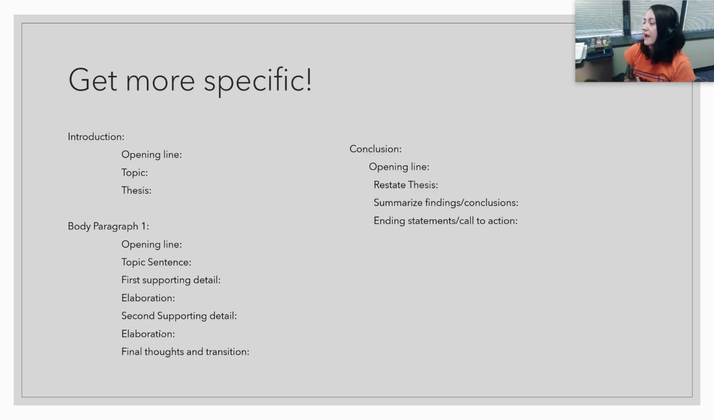And then you move into your conclusion where you have your opening line, you restate your thesis, you don't copy and paste it, you rephrase it in a new way. And then you summarize your findings and your conclusions, right? What should we take away? Why does this matter? Why should I listen to what you have to say? Overall, after hearing all this, what should I take away from this?